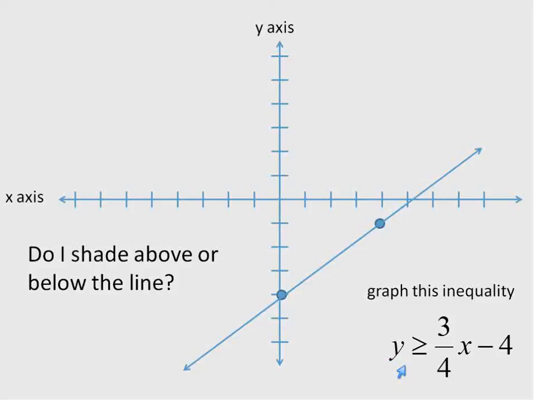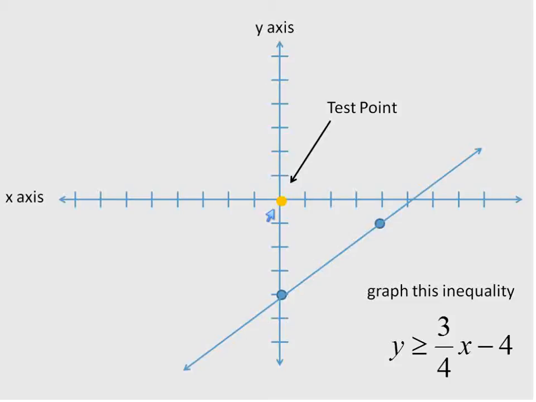The other way of thinking about this is to actually pick a test point. Easiest test point is 0, 0. So if we pick a test point, what we can do is substitute the value 0 in for x and 0 in for y, because that's the point 0, 0. So it'll look like this: y equals 0, x equals 0. And we solve. 3/4 times 0 is 0, minus 4 is -4. So we ask ourselves, is 0 greater than or equal to -4? Yes, it is. Because the test point is true, we will shade on that side of the line.